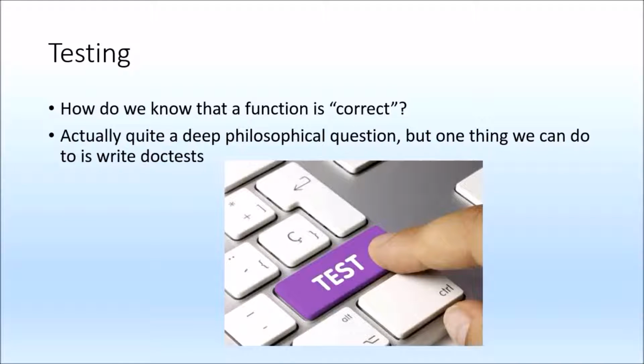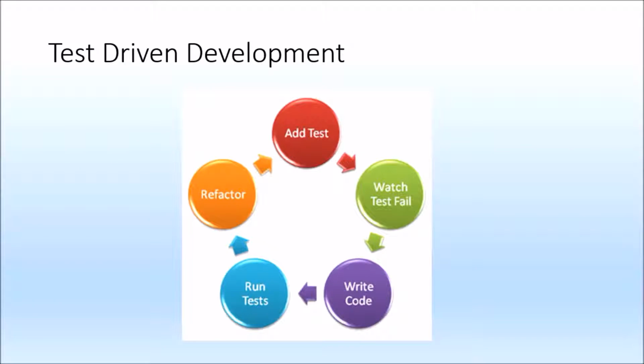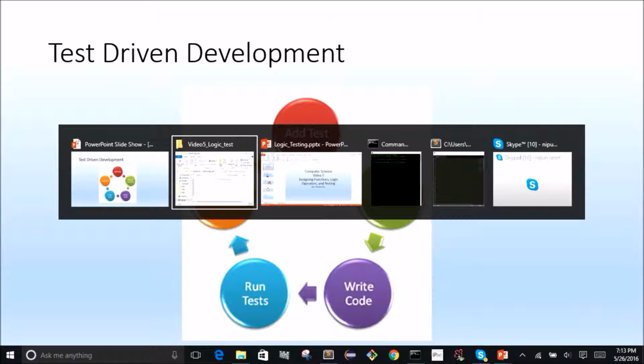The next question we're going to try to answer is, how do we know that a function is correct? It might seem easy with the functions that we've defined so far, like square, where we can just do a bunch of examples on the interpreter and make sure that's right. But it's actually quite a deep philosophical question, and it has a lot of research behind it. One good thing that we can do is write doc tests. And I'll show you what those are. Before we talk about test-driven development, I want to show you specific examples of doc tests.